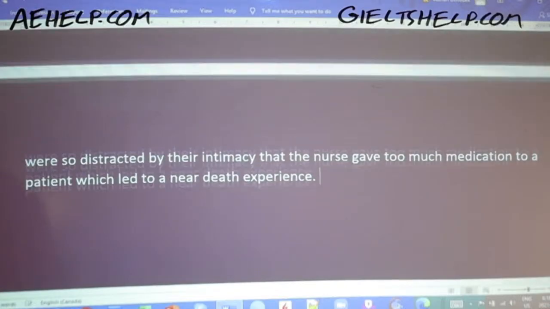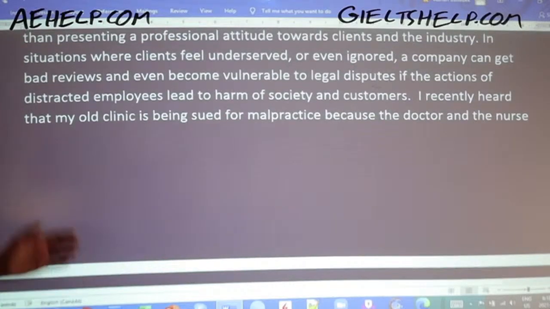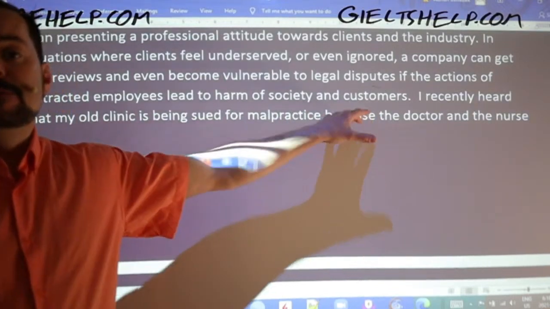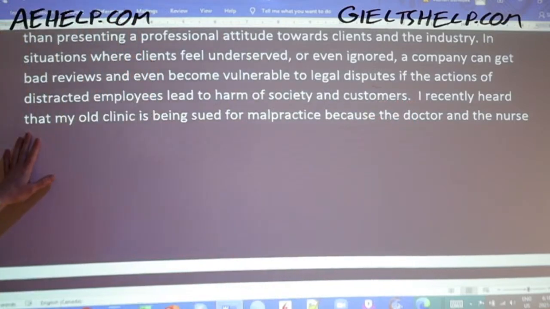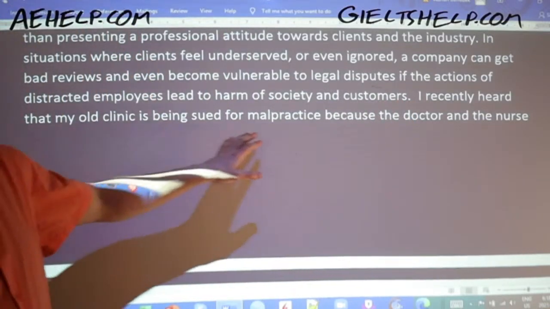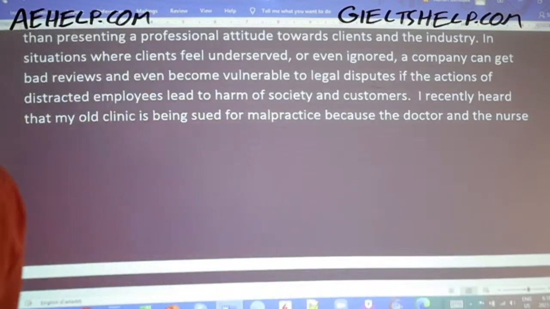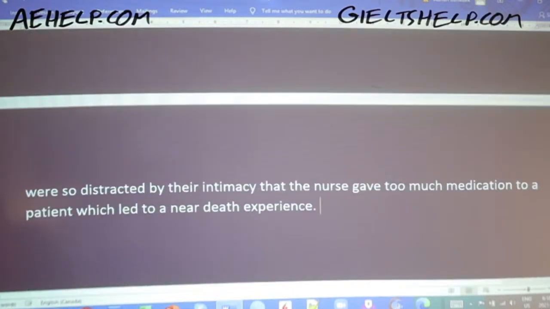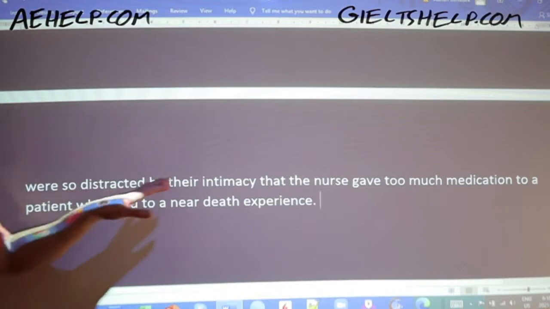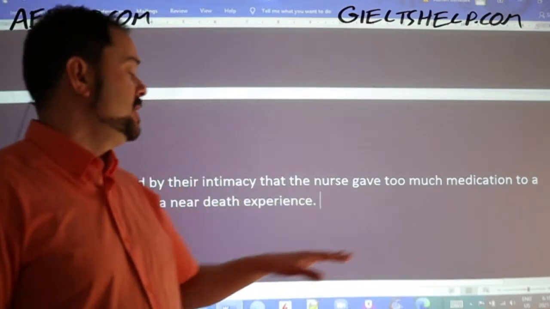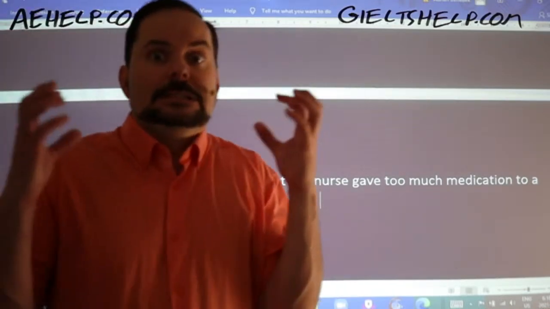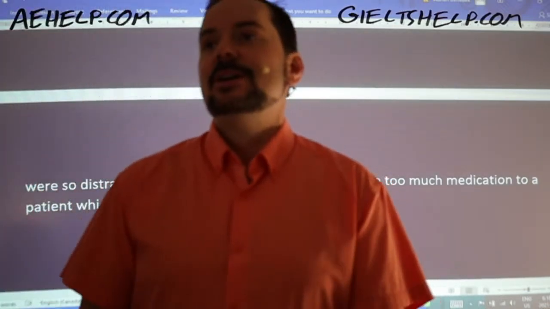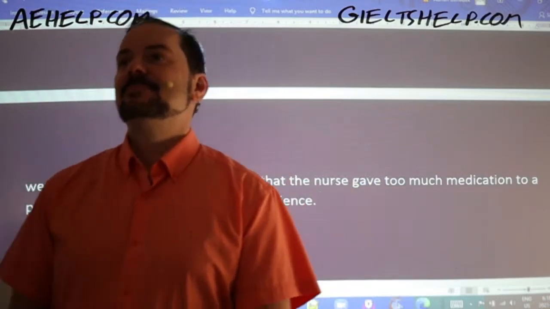All right, it's impactful, right? And making that connection with my previous body paragraph by referring to the same example. So I recently heard that my old clinic is being sued for malpractice because the doctor and the nurse were so distracted by their intimacy that the nurse gave too much medication to a patient, which led to a near-death experience. It's like, okay, hopefully nobody ever experiences that, all right?